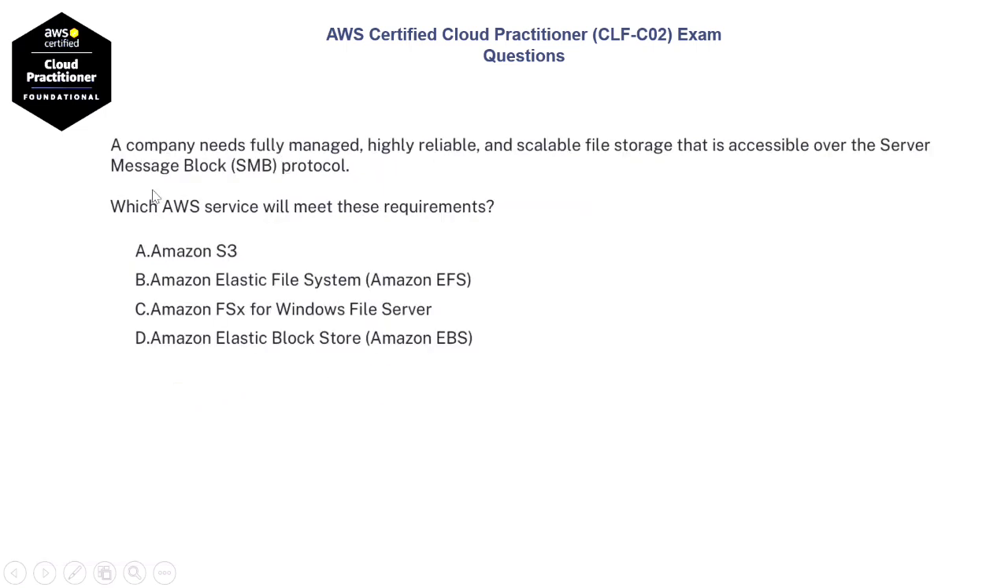Next question. A company needs fully managed, highly reliable, and scalable file storage that is accessible over the Server Message Block, that is SMB protocol. Which AWS service will meet these requirements? Option A, Amazon S3. Option B, Amazon Elastic File System. Option C, Amazon FSx for Windows File Server. Option D, Amazon Elastic Block Store. The correct answer is option C, Amazon FSx for Windows File Server.